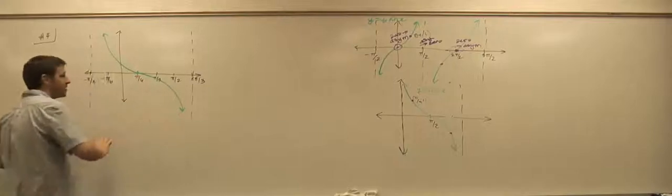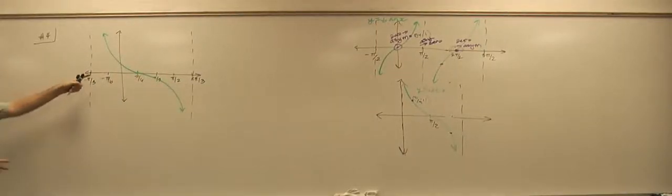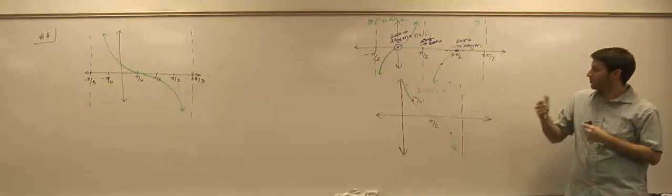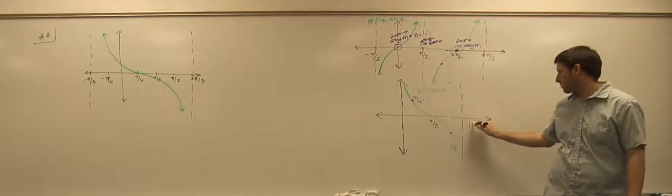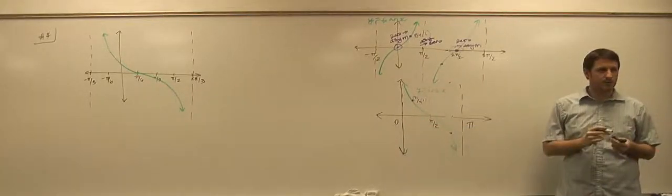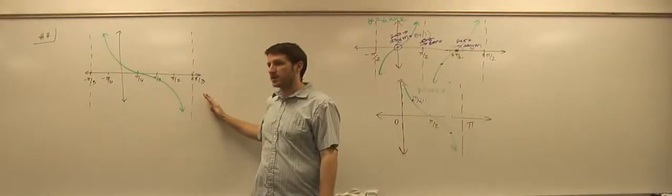Now my question is, how does this graph compare to this graph? Since you all told me this looks more like cotangent, I want to be able to compare this to this. Talk to me about things like period. What's the period in this graph? Pi. What's the period in this graph? Pi. Why?